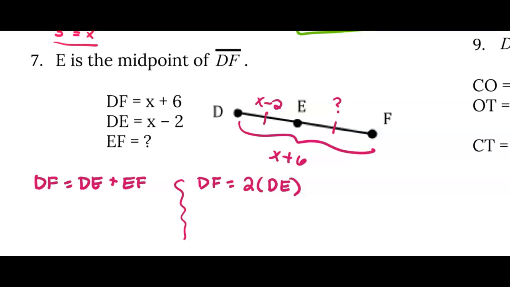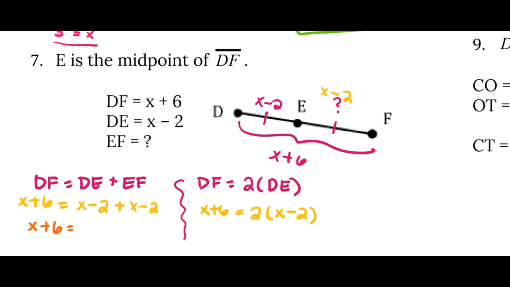So when you set it up and work it both ways, DF being x plus 6, DE is x minus 2, well, we need to know what EF is. Since EF is the same as DE, then we can just put x minus 2 twice, because EF could also be thought of as x minus 2. And the other way, you would have x plus 6 equal to 2 times x minus 2. While both of the equations start differently, you can see in the next step that they both become the same.